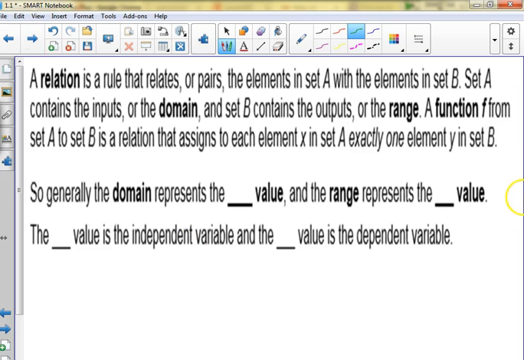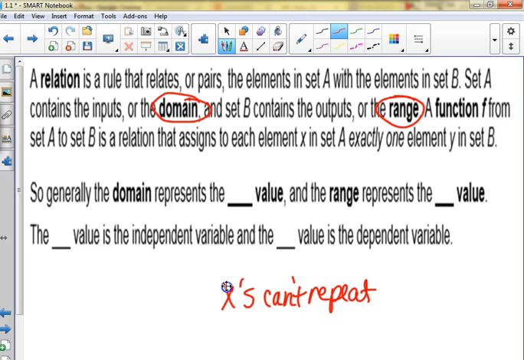Function versus relation. A relation is a rule that relates or pairs the elements of a set A with elements in set B. Set A is the input or the domain. Set B is the output or the range. A function from set A to set B is a relation that assigns to each element x in set A exactly one element in B. So the x's can't repeat. Does that sound familiar? Repeat or be used more than once for a function.